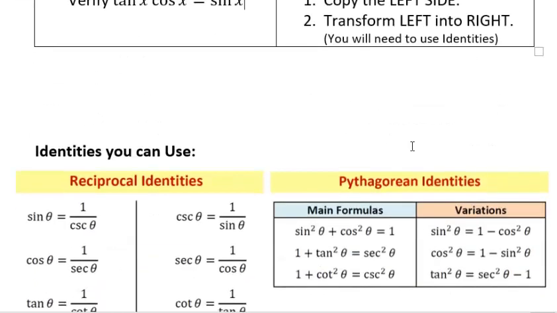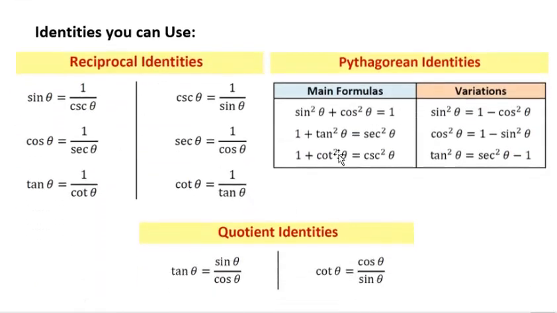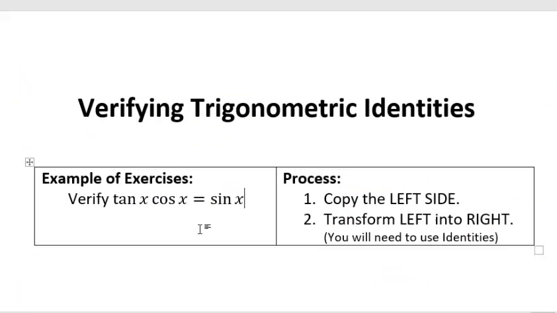And which identities do we already know? We already know these ones. These are the ones that are given, okay? And using these ones, we should be able to prove whether identities are true or not.